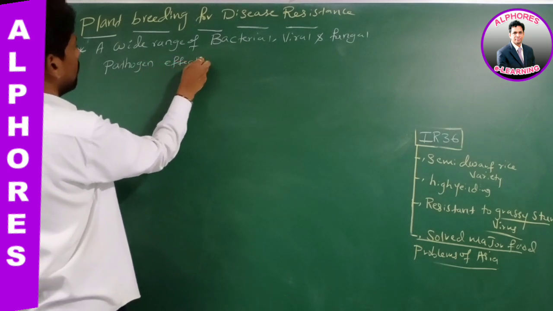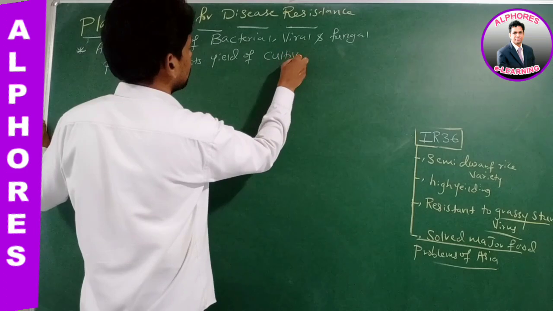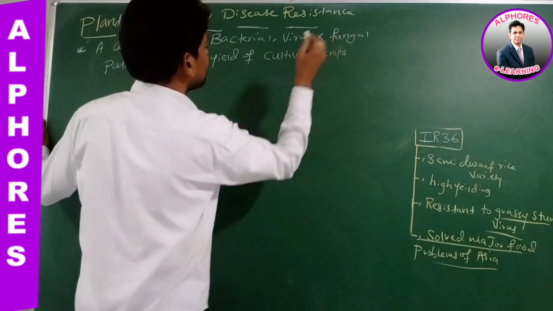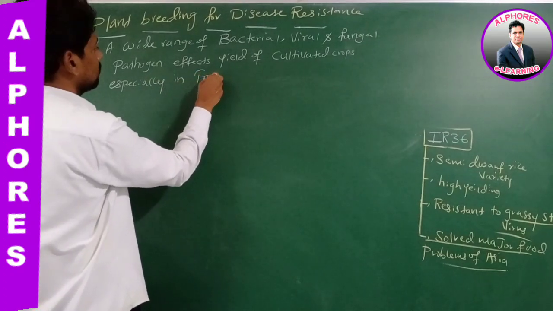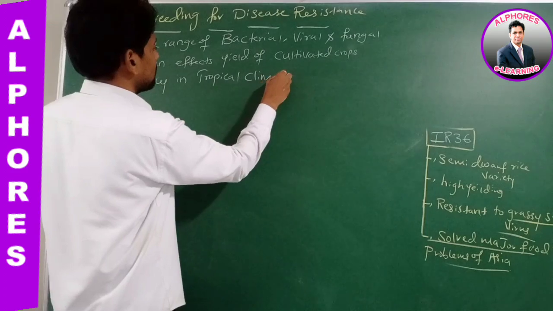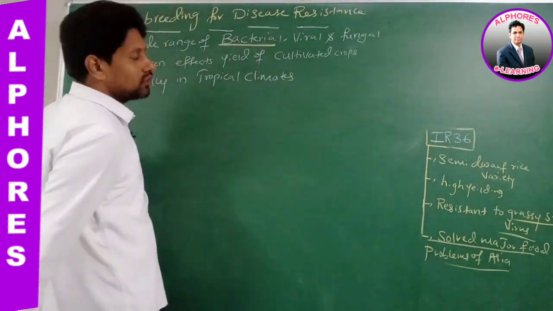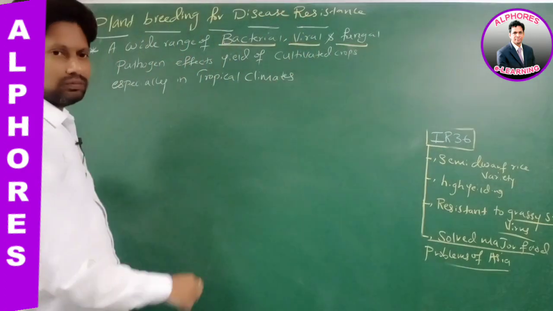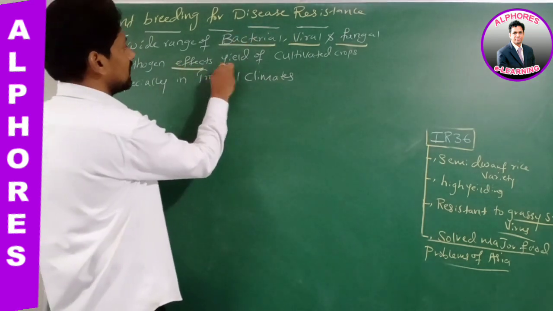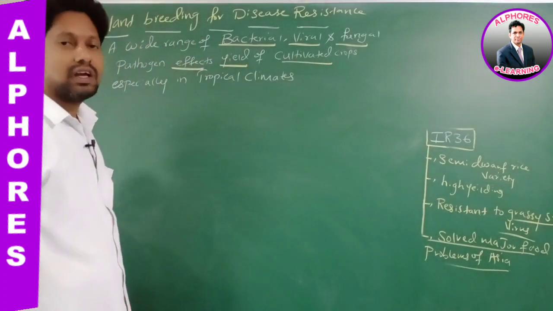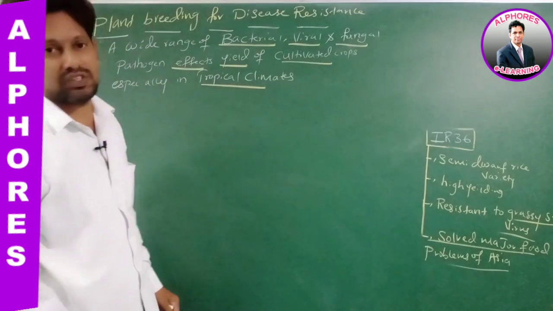affects the yield of cultivated crops, especially in tropical climates. Now listen to this statement carefully. Here we are discussing pathogens. What are the pathogens? Bacteria, virus, and fungi. They are affecting the yield of cultivated crops, especially the crops which grow in tropical climates. Is it okay?